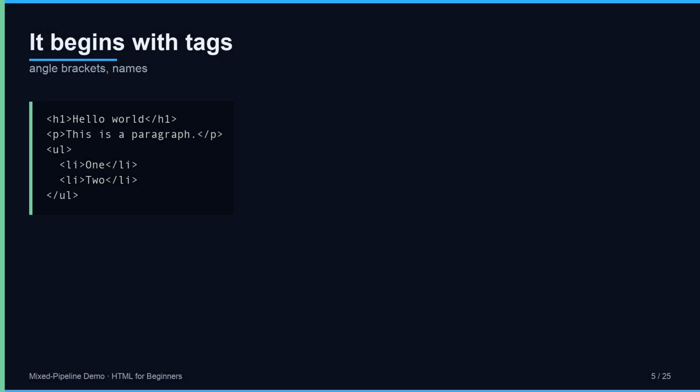Everything begins with tags. A tag is a name wrapped in angle brackets. Most tags come in pairs, an opening one and a closing one, and the content sits between them. Headings, paragraphs, lists, all of it is just tags telling the browser what each piece is.